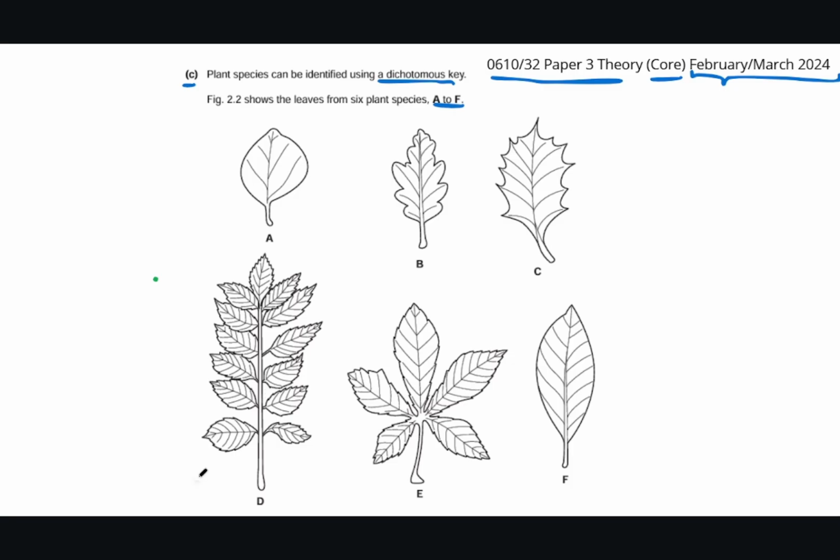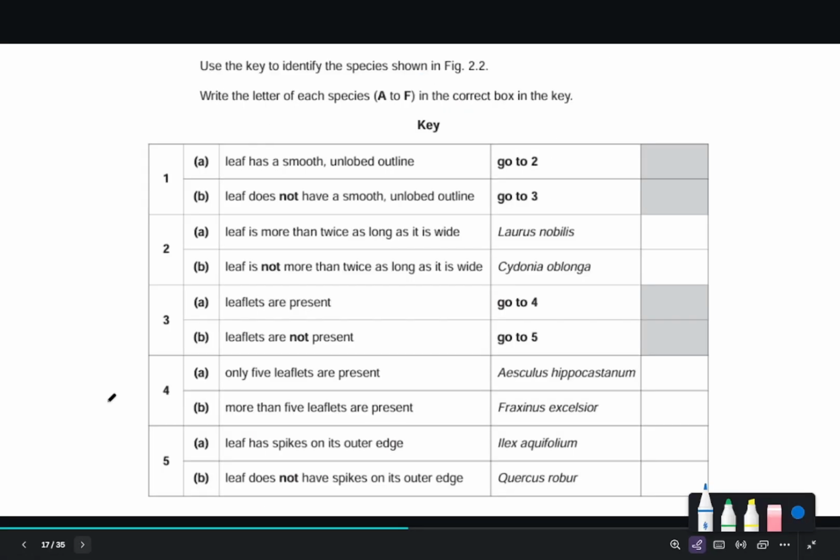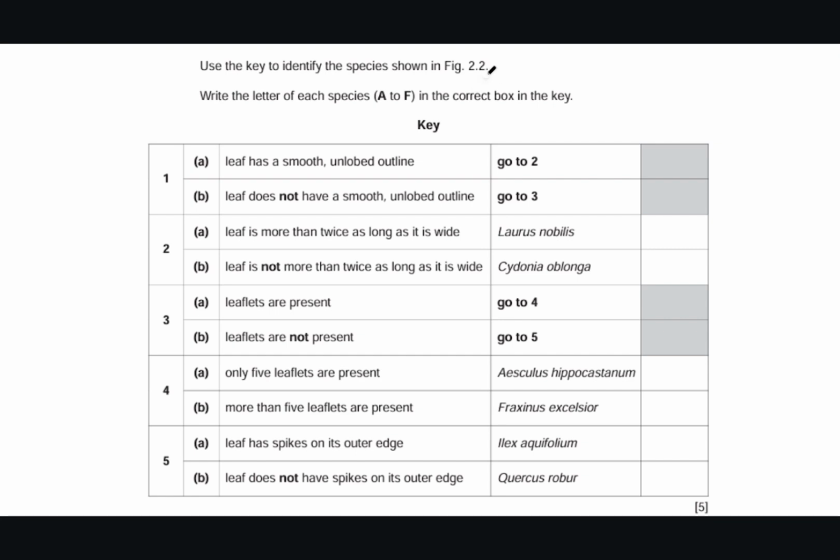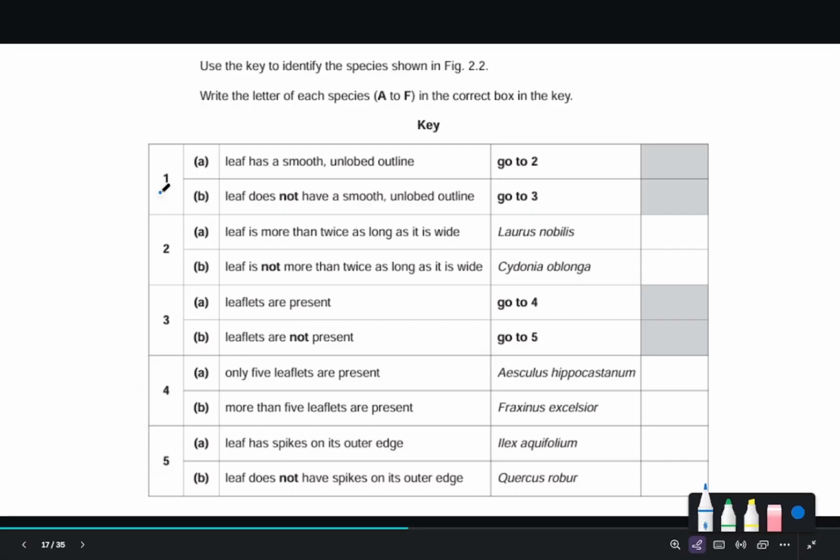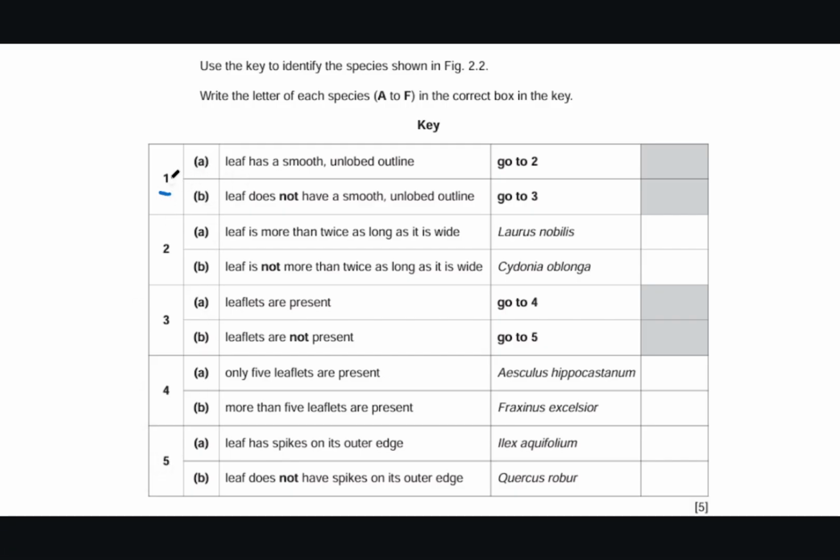All right, and let's see what the question is. So it says to use the key to identify the species shown in figure 2.2, and write the letter of each species A to F in the correct box in the key. So as you can see, we have been given a total of 5 keys over here. So let's read the first key. So first key, part A, says that the leaf has a smooth, unlobed outline.